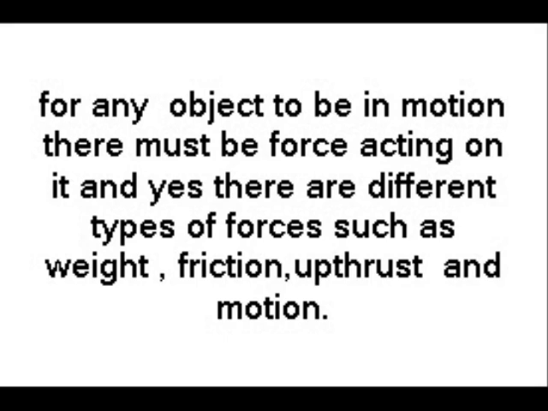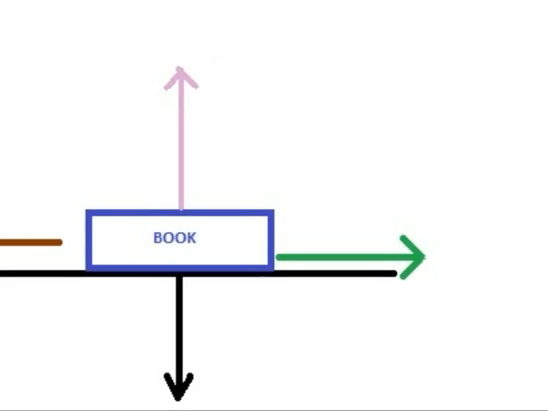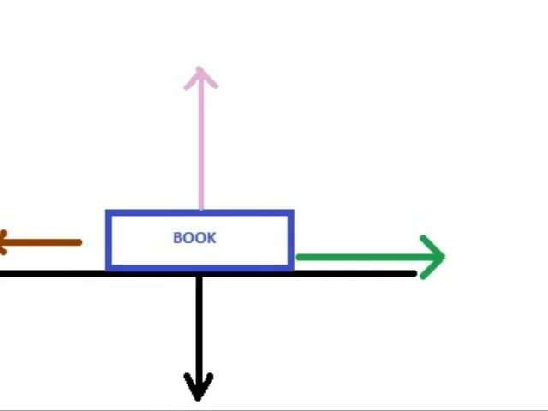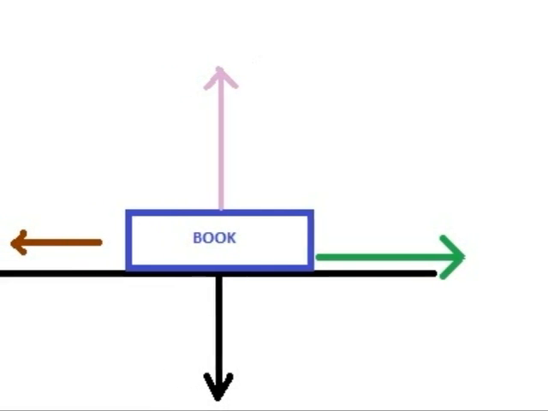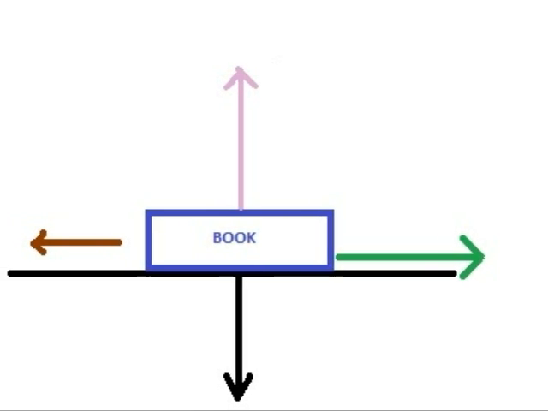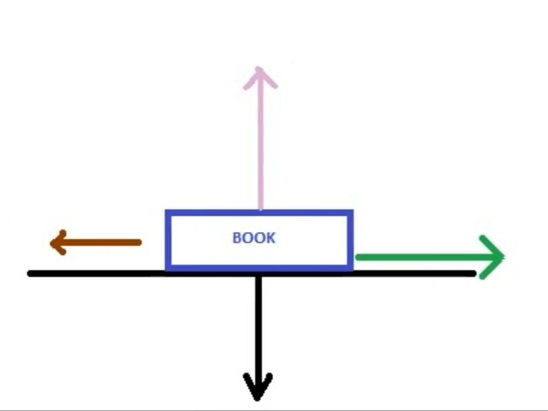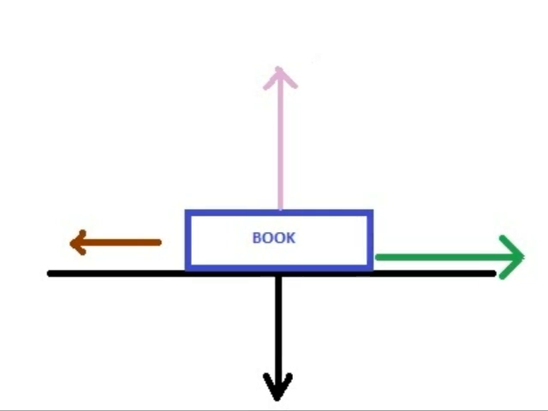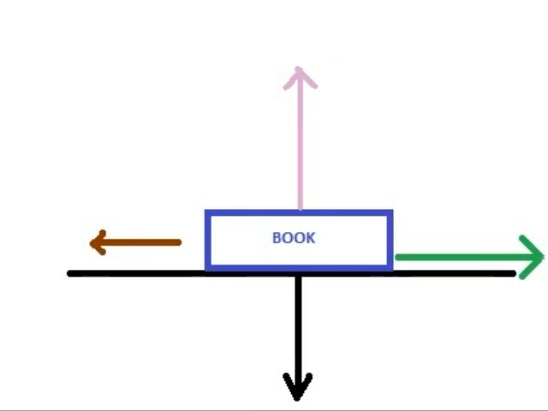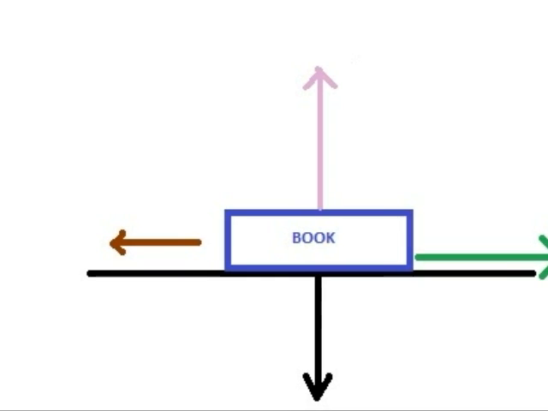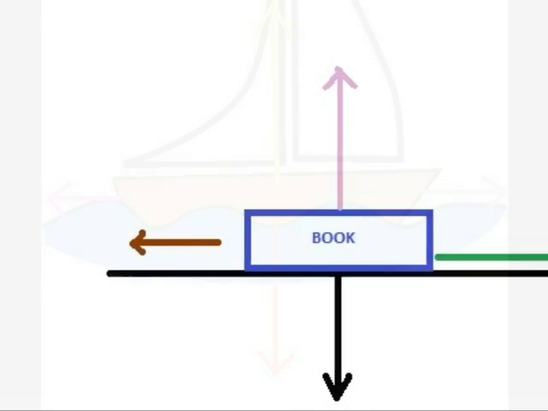For any object to be in motion, there must be force acting on it. And yes, there are different types of forces, such as weight, friction, upthrust, and motion. For example, a book on a table receives and also exerts force. The black arrow is considered to be the weight, the pink arrow is considered to be the upthrust, the brown arrow is friction, and the green is motion.